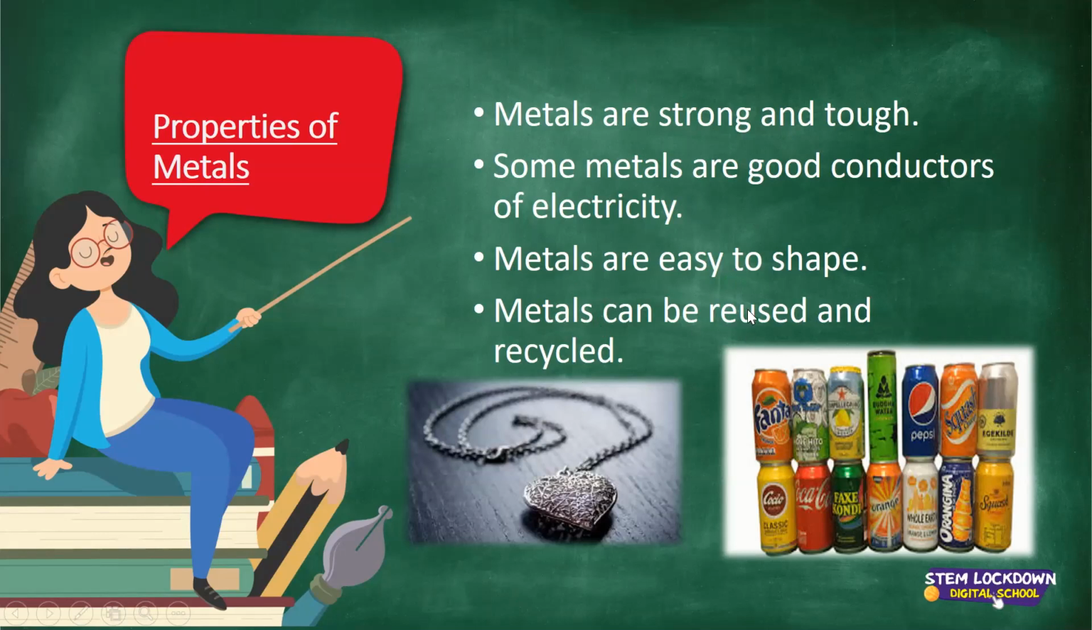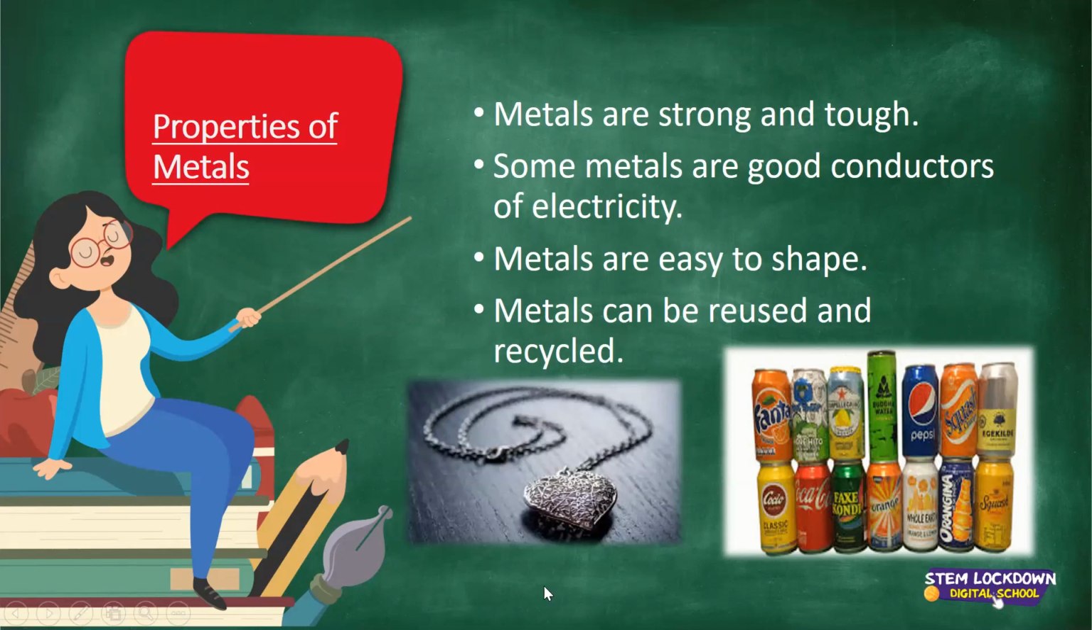Another very interesting property that metals have is that they can be reused. After you've used a can of Coke, it can be taken to a recycling center and reused for something else. They can also be recycled so that they can be used over and over again. This is good for the environment because when you recycle materials, it does not result in pollution. So this is very good.